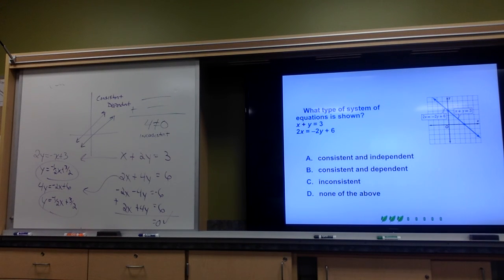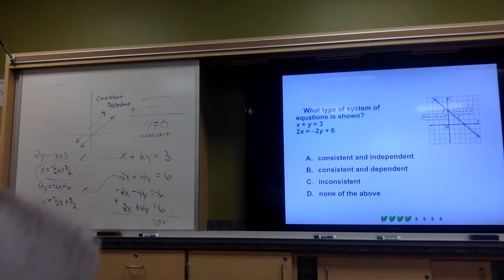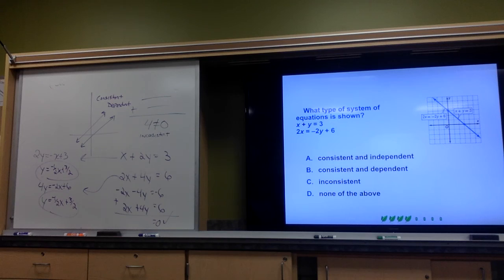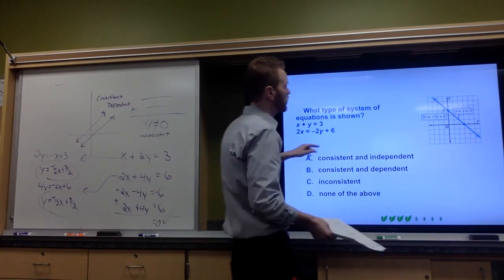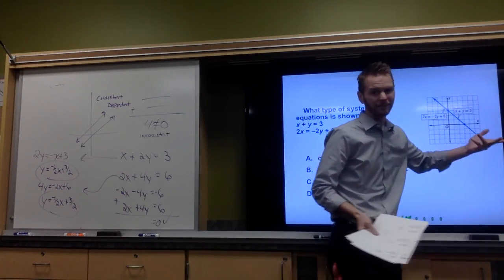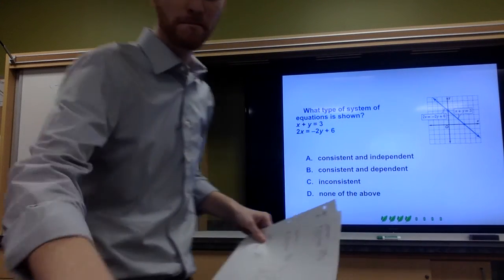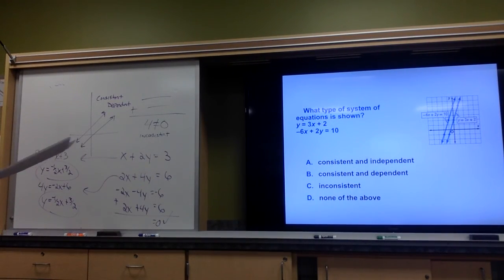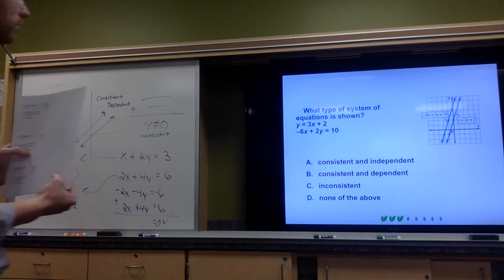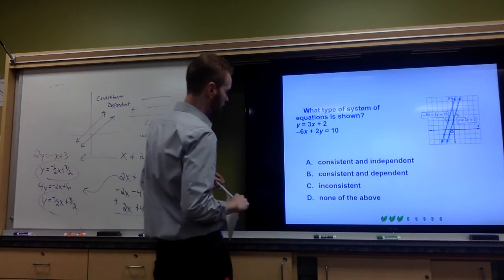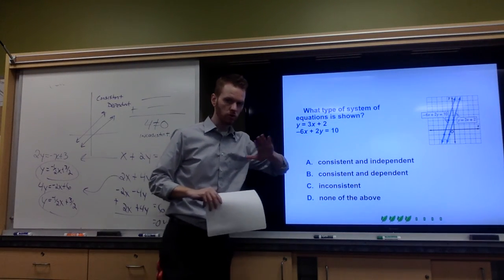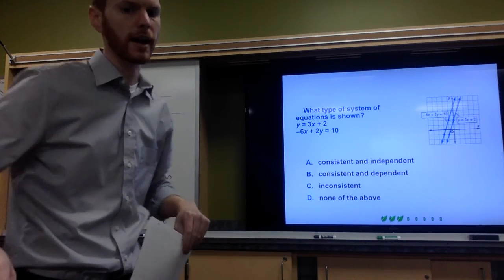I think we just did this one. Looks similar to it. So looking at it, this would be a B. This would be a consistent dependent system. Okay, dependent because both of these equations are the same one. Okay. Next one would be what? Inconsistent. There's no solution. That's the adjective we use for that.